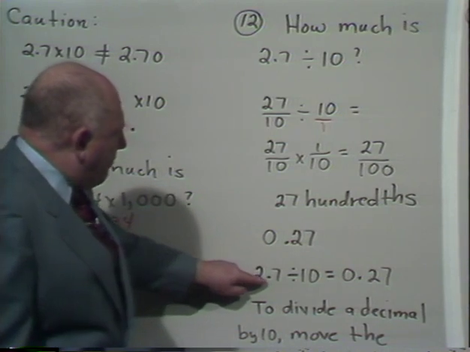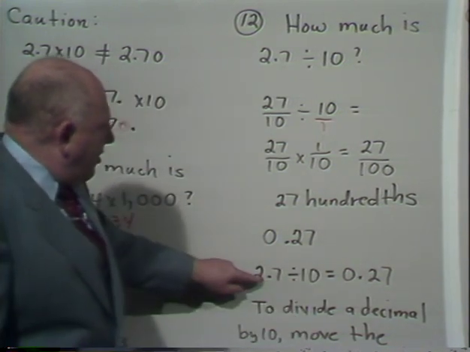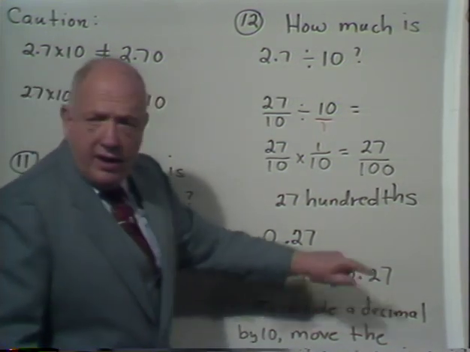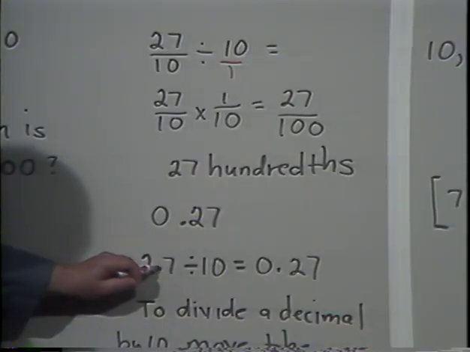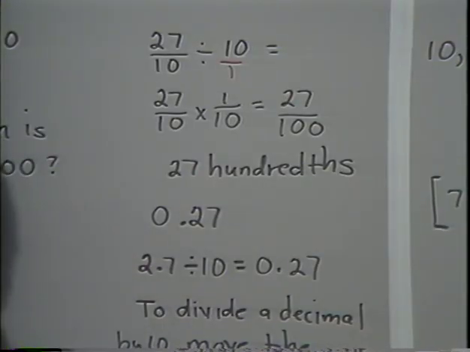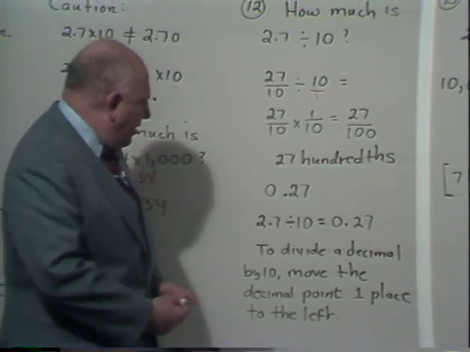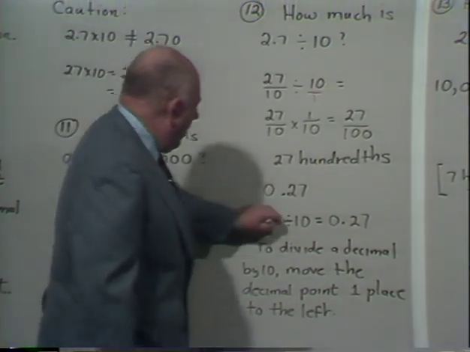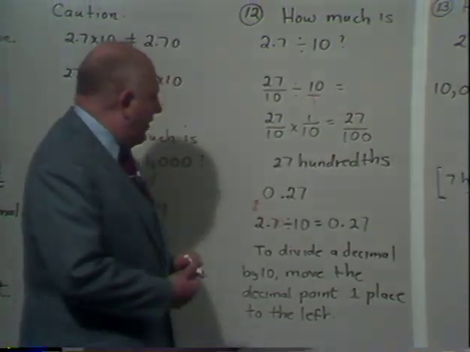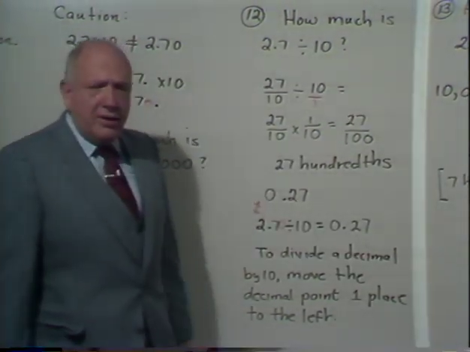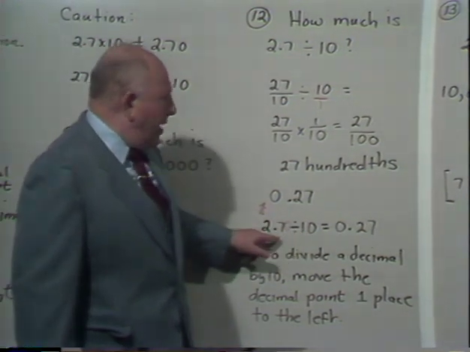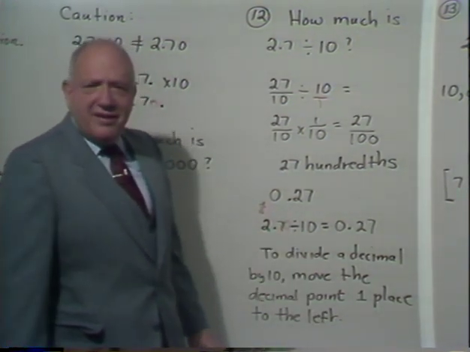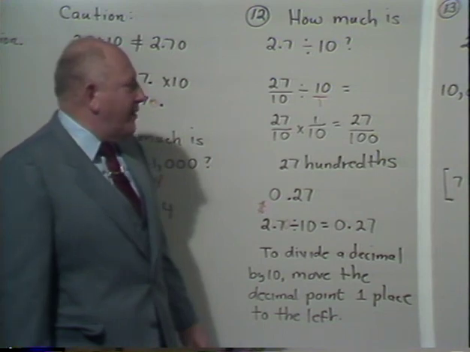Now compare the problem with the answer. In 2.7 divided by 10 equals 0.27, do you notice that the decimal point has moved one place to the left? So in other words, to divide a decimal by 10, move the decimal point one place to the left. Look, here's an easy example. Suppose something costs $2.70, and 10 people are splitting the cost of it. How much does each person pay? 27 cents. 27 times 10, $2.70.